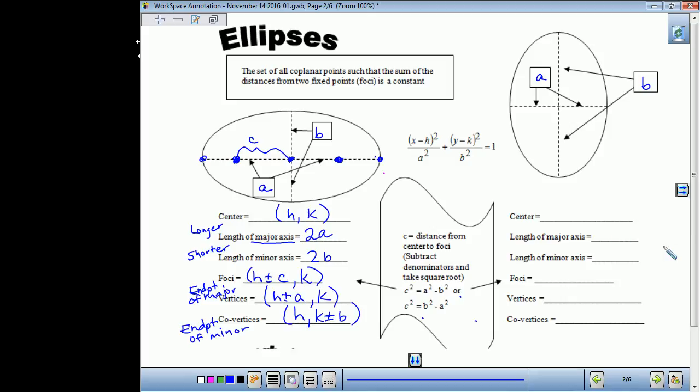Okay, so the center is a gimme. It is always H, K. This time our major axis is 2B, and our minor axis is 2A. Our foci are going to be K plus or minus C, aren't they? Yes, because those foci always lie along the major axis. Our vertices this time, if we're defining them as vertices and co-vertices, the vertices would be the endpoints of the major axis. So at this point, it would be K plus or minus B. And the co-vertices would be the endpoints of that minor axis, which would be H plus or minus A.